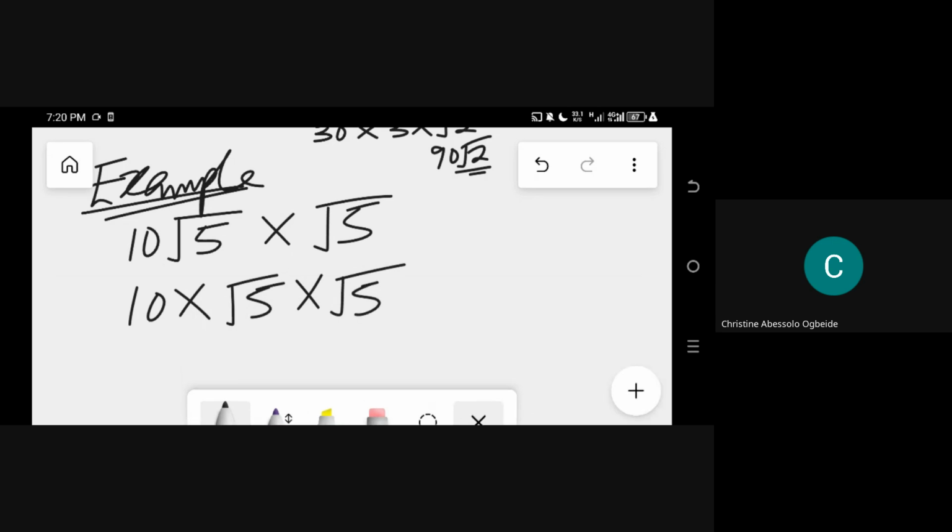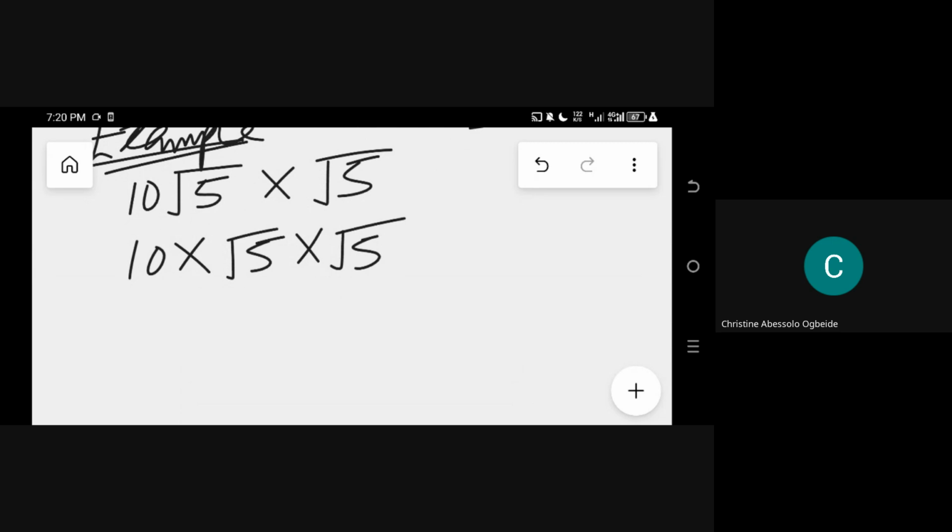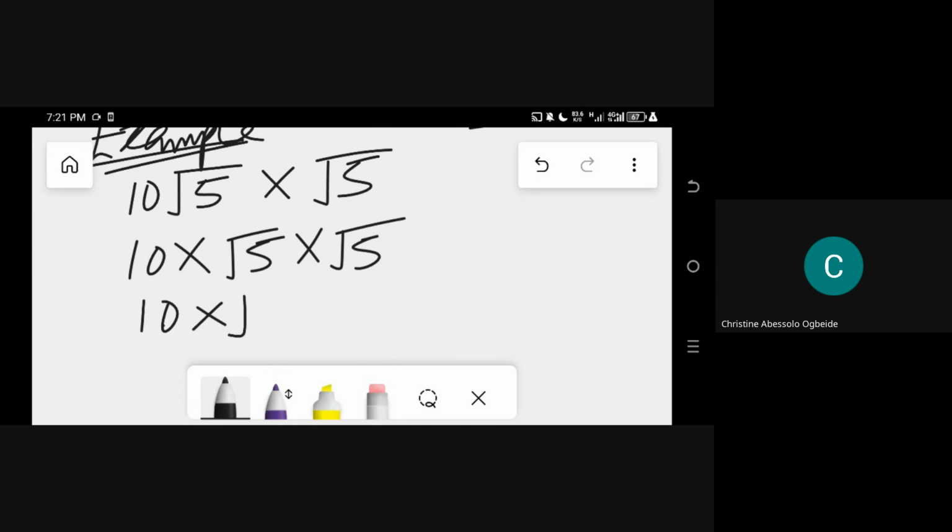So the both of them can actually multiply themselves because they're carrying roots. So this would be 10 times root 5 times root 5, that is root 25. And of course, we all know the square root of 25 to be 5. This becomes 10 times square root of 25, which is 5. And the final result here would be 50.